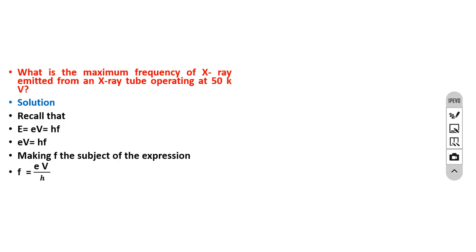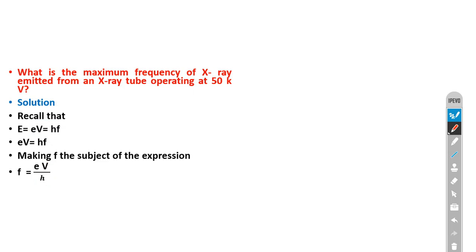Making f the subject, we have f equals eV over h. Why did I choose this? Looking at this expression, the charge, then what did they give us here? Potential difference, 50 kilovolts. So this one will go here, and the value of the Planck constant. That's why I had to choose this very expression, because that one is complete.